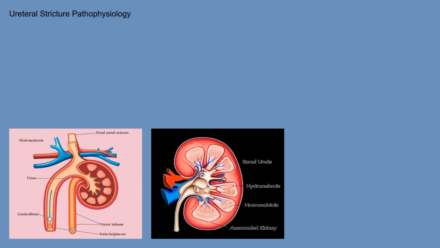Now, let's understand the pathophysiology, or how a ureteral stricture affects the body. A narrowed ureter obstructs the flow of urine from the kidney to the bladder. This obstruction leads to hydronephrosis, which is a swelling of the kidney due to urine backup. The increased pressure within the kidney can damage its delicate structures, potentially leading to impaired kidney function. Prolonged obstruction can also increase the risk of kidney infections, known as pyelonephritis, further compromising kidney health.